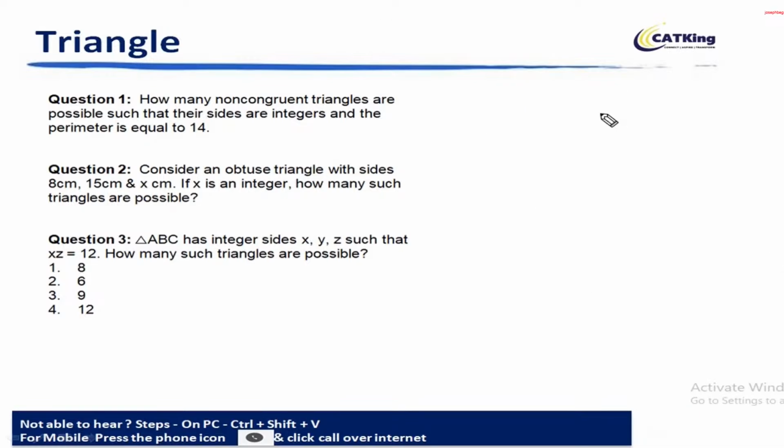So till now, how many possibilities are there? 1, 12, 12, and 2, 6, 6, 2, 5, 6, 2, 7, 6.